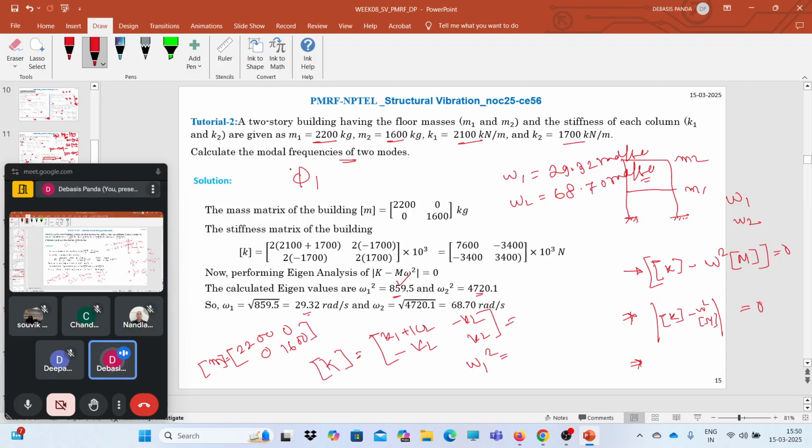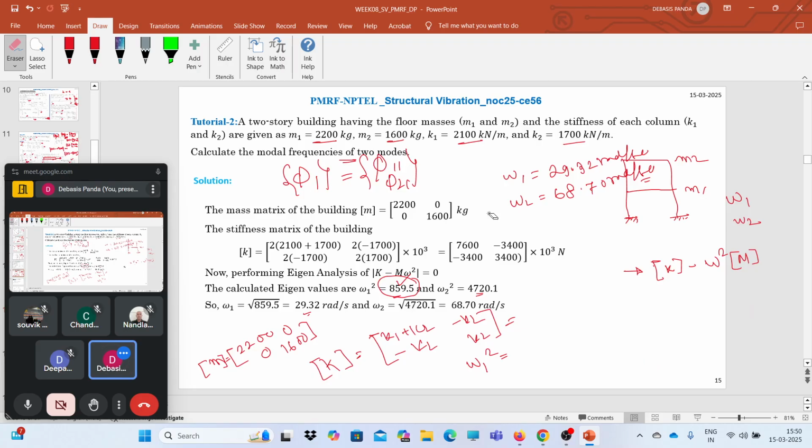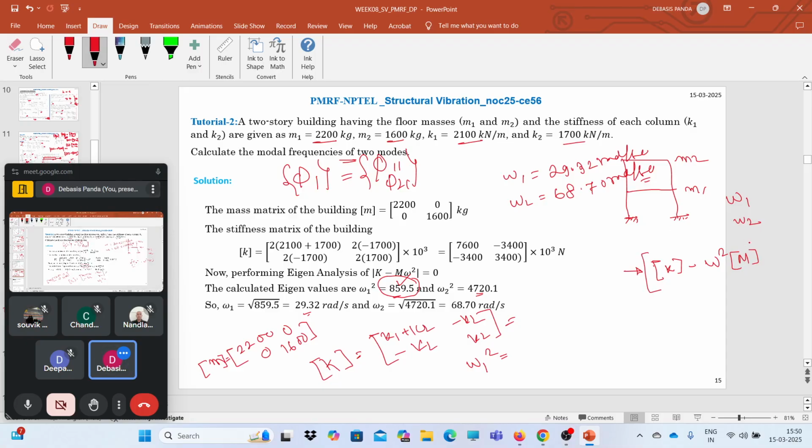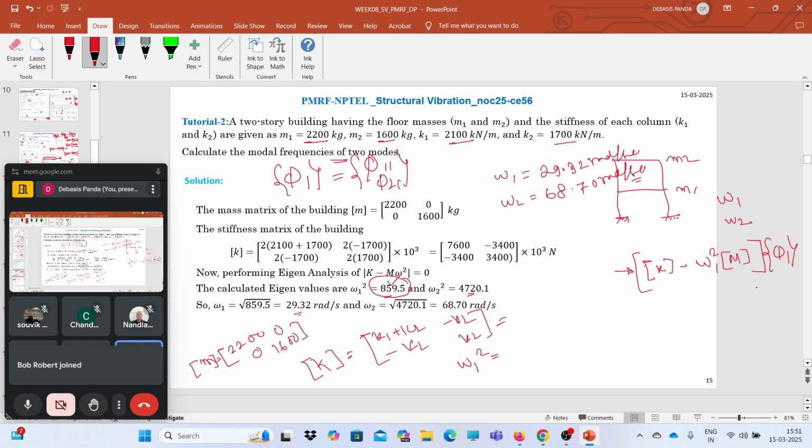Now, if the question asks to find out the first mode shape, that means the phi 1 vector, the first mode shape, which will contain phi 1 1 and phi 2 1, how can you do it? Now you have the omega 1 square value, 559.53. What do you need to do now? To get it, you again need to use this characteristic equation, and instead of omega you need to use omega n square, and phi 1 equals to 0.